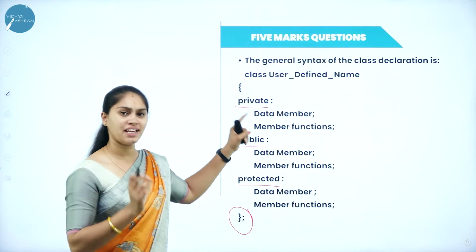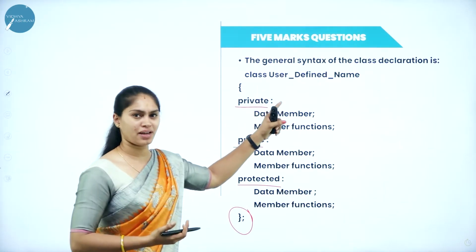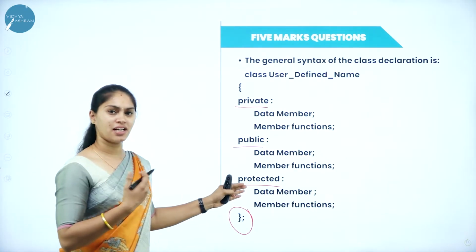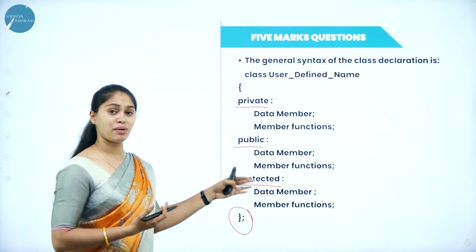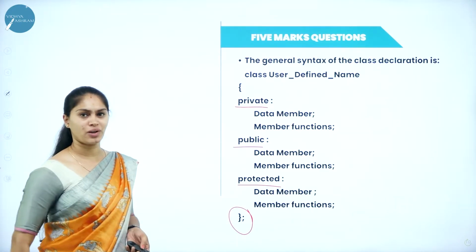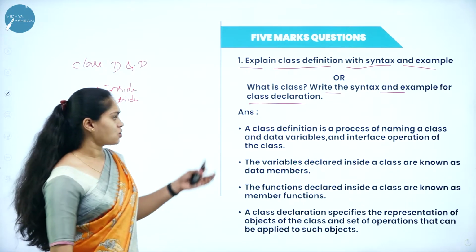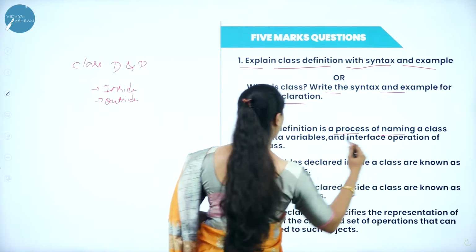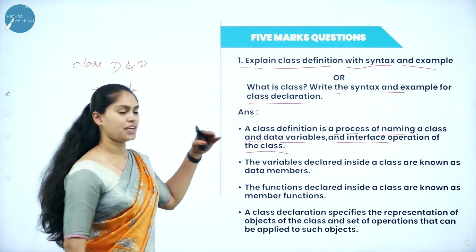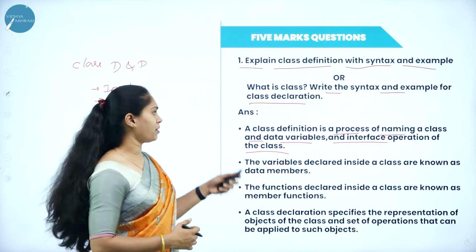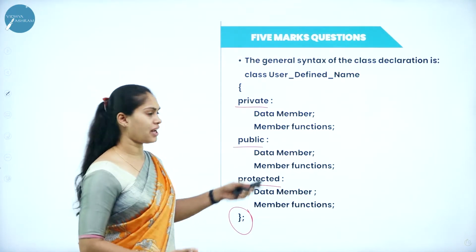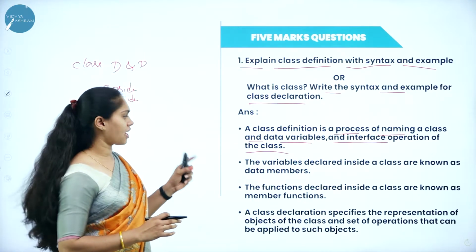After writing the syntax, what you are supposed to do? You have to explain each keyword here. What class means, what you mean by the class user defined name, what private, public and protected belong to, what you mean by data member, what a member function is, how to close a class. All that you have to explain in order to get 5 marks. So class definition is a process of naming a class and data variables and interface operations of the class. When we are defining a class, we give the name of the class, the data members I have, and the member functions I have, that we define in the class definition.